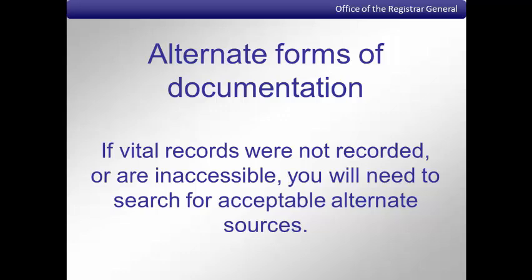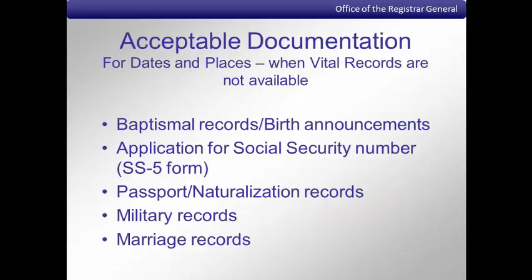In the rare instance that a vital record was not recorded or is inaccessible for the first 3 generations, you will need to search for acceptable alternate sources. The Registrar General's Department reserves the right to determine the acceptability of any source on any given application or supplemental.